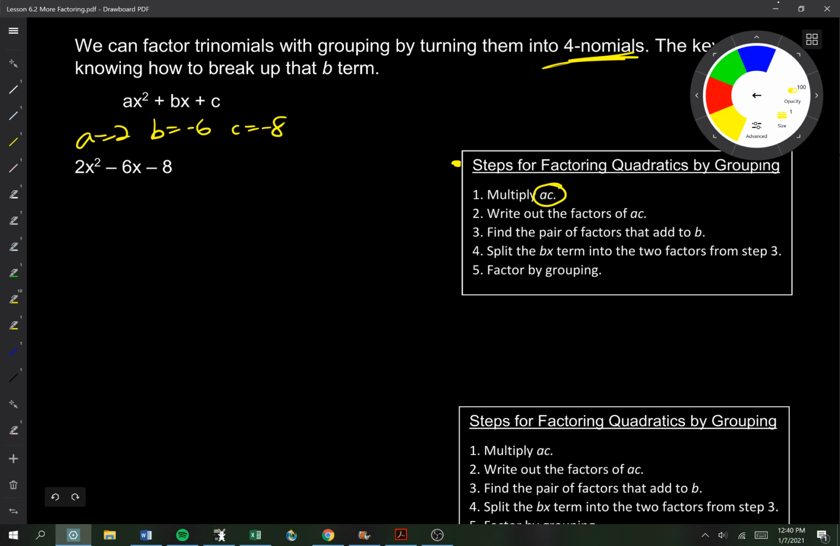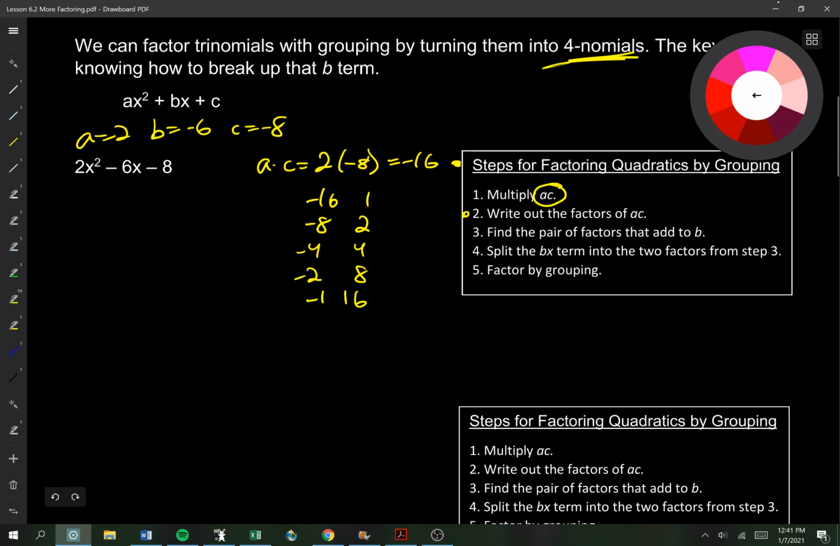The first step is multiply a times c. A times c is 2 times negative 8, which is negative 16. I'm going to next write out the factors of negative 16. I recommend you do this in a really organized fashion, like 16 divided by 1, 16 divided by 2, 16 divided by 4, and then don't forget that if you have negative 8 and 2, you also have negative 2 and 8. If you have negative 16 and 1, you also have negative 1 and 16. Okay, that was step 2, write out the factors.